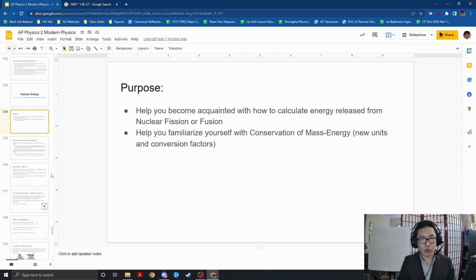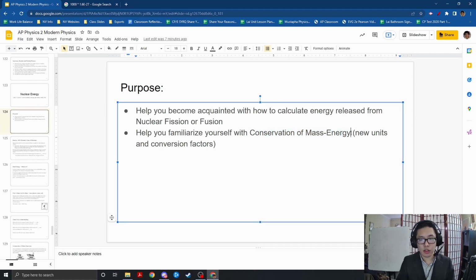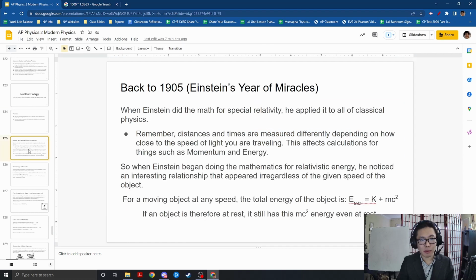So we are going to actually become acquainted with what nuclear fission and fusion are, because both of these are ways of actually releasing energy that we could actually use to power our spinning magnets inside of our power plants that then generate all the electricity that we need in our homes and for our daily purposes. All right, and we also have to become familiar with this new idea of conservation of mass energy, and we will talk about what that means in a moment.